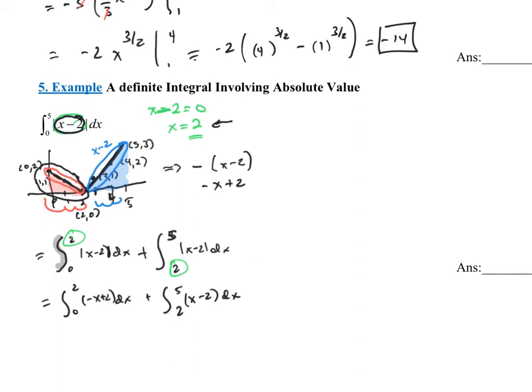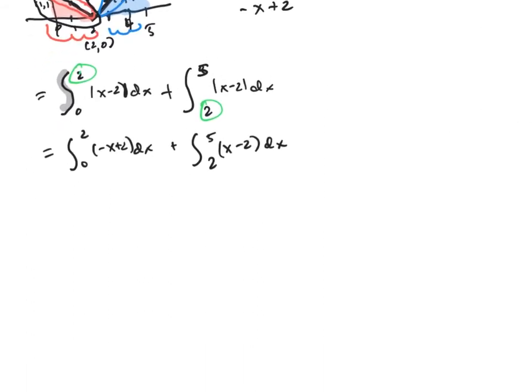Okay. So now we have two separate integrals that we're going to be doing. Let's integrate each one of these individually. The integral of negative x would be negative x squared over 2, and the integral of positive 2 would be plus 2x. Again, I need to evaluate this from 0 to 2.